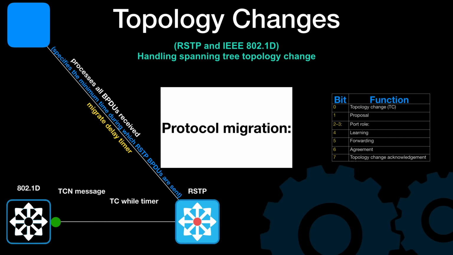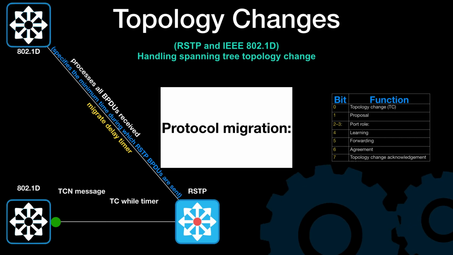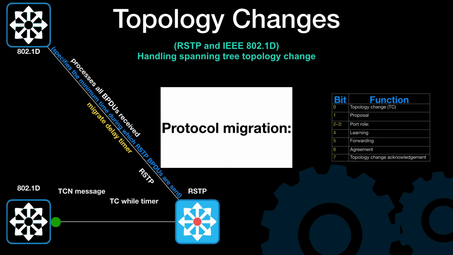If the device receives an 802.1d BPDU after the port migration delay timer has expired, it assumes that it is connected to an 802.1d device and starts using only 802.1d BPDUs. However, if the RSTP device is using 802.1d BPDUs on a port and receives an RSTP BPDU after the timer has expired, it restarts the timer and starts using RSTP BPDUs on that port.